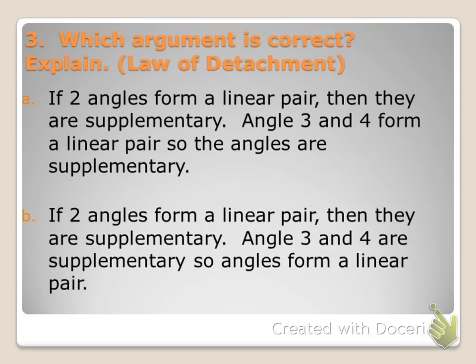All right. Let's see what we can do. Don't write any of this down. Just write number 3. This is basically like a multiple choice question. We are using the law of detachment to decide which one is correct. So remember, in the law of detachment, the hypothesis has to be true first. So, in part A, if 2 angles form a linear pair, then they are supplementary. So we are looking for this information, 2 angles that are forming a linear pair. Then they tell me that angle 3 and angle 4 form a linear pair. So did they give me the hypothesis?